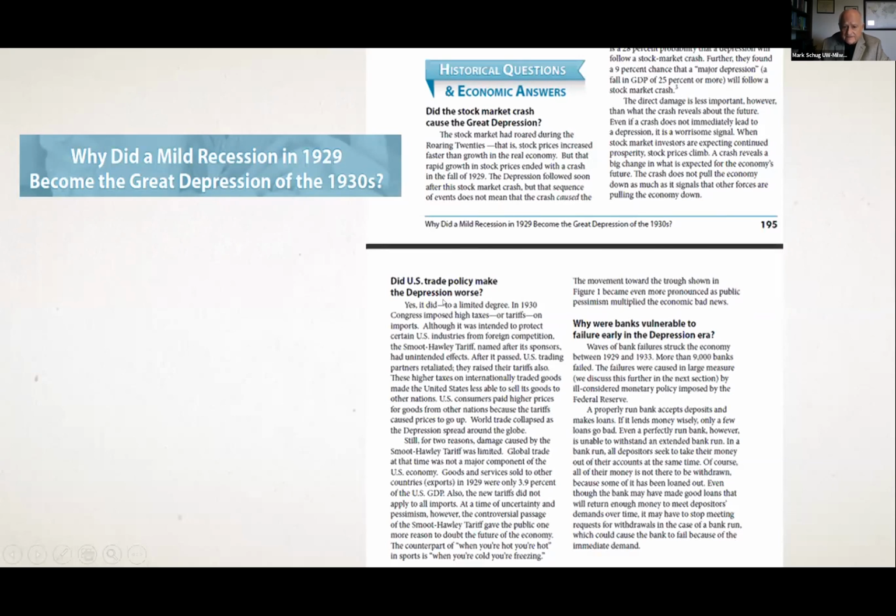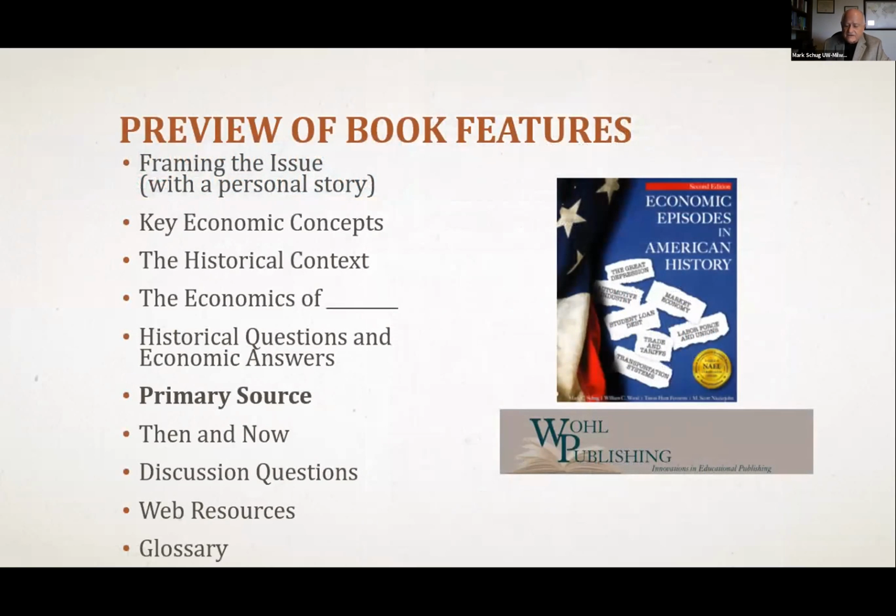Did U.S. trade policy make the Depression worse? Yes, the Smoot-Hawley tariff certainly did. Why were banks vulnerable to failure? Now we talk about bank failures and the failure of the Federal Reserve to act as a lender of last resort. We get to write the questions, of course, so that gives us some control. But we're just trying to break it up a little bit. And so many teachers today, as well as students, would still believe the stock market crash was the main cause of the Great Depression. There's always a primary source, and this is turning out to be one of our better ideas.